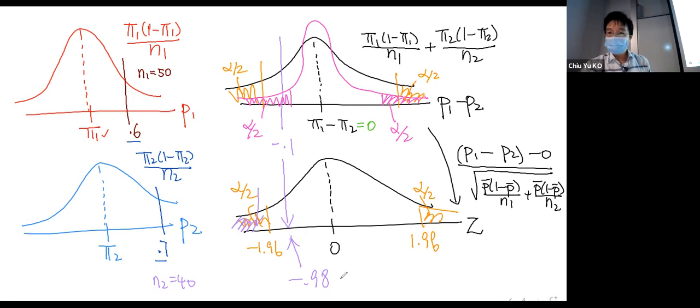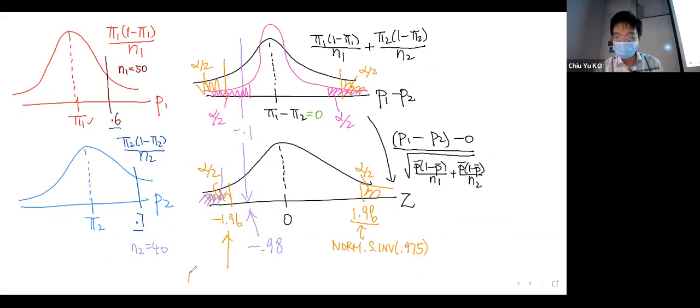Just to remind you how you can get this critical value in case you forget. It's just norm.s.inv of 0.975 on the right-hand side, for 5%. And for this one, it's norm.s.inv of 0.025, because 95% is in the middle, so the two ends are 2.5%.